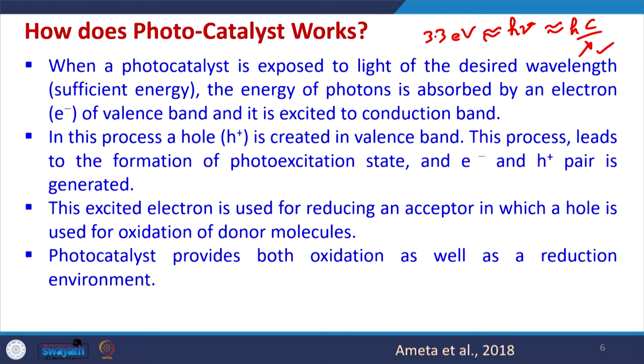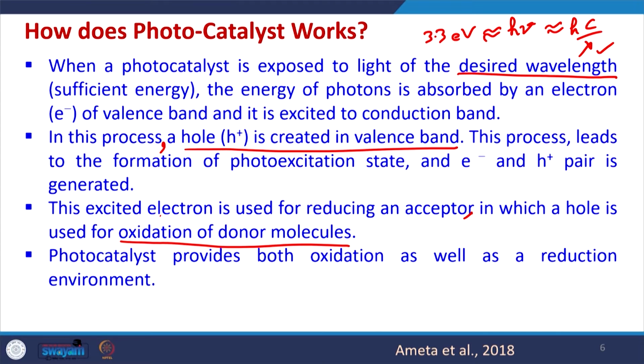If the photocatalyst is exposed to this desired wavelength, which can be calculated from here, the energy of photons is absorbed by the electron of the valency band and it is excited and goes into the conduction band. In this process, a hole is created in the valency band itself. This process leads to the formation of the photo excitation state, and an electron and hole pair are generated. This excited electron is used for reducing an acceptor, whereas a hole is used for oxidation of a donor molecule. So, this electron can be used for reduction, this hole can be used for oxidation. This way we can perform different processes using this electron hole pair.